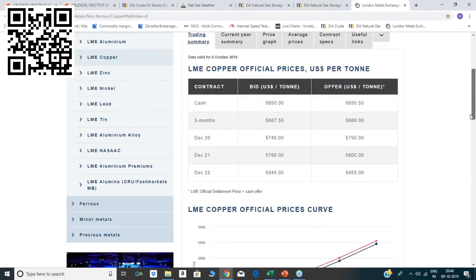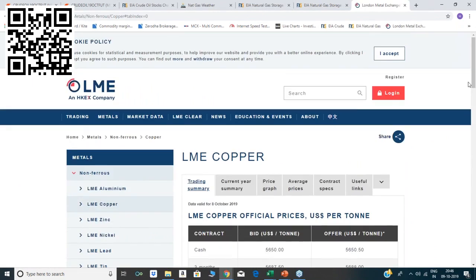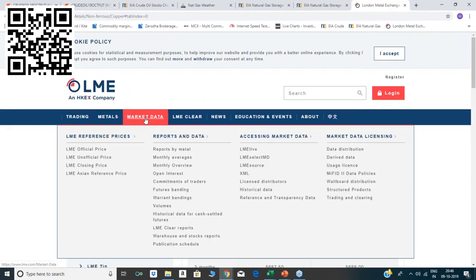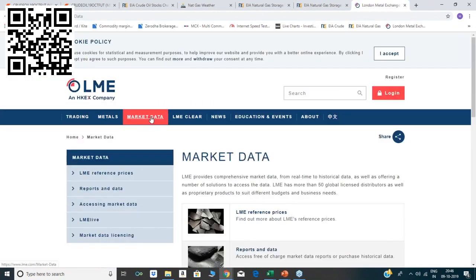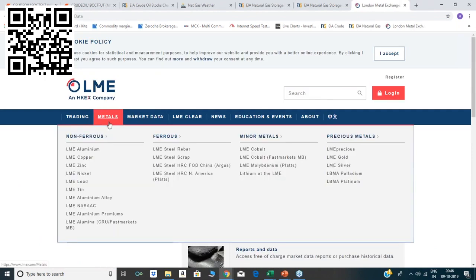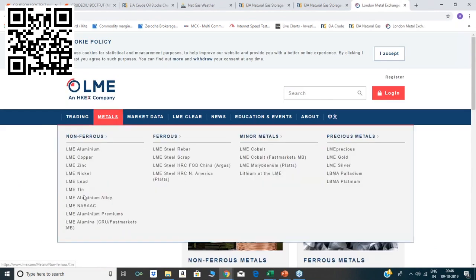See, this is the LME London Metal Exchange. Here you will get complete information, market data, metals, which are the base metals. Just look here: aluminium, copper, zinc, nickel, lead, tin, aluminum alloy, and different other sorts of contracts. So our base metal contracts are based on this LME contract.